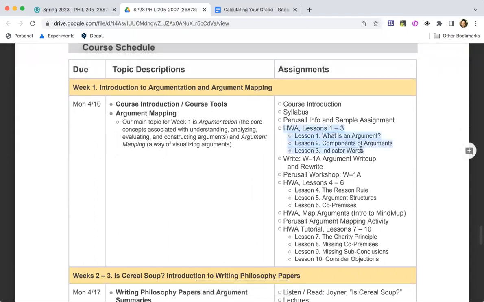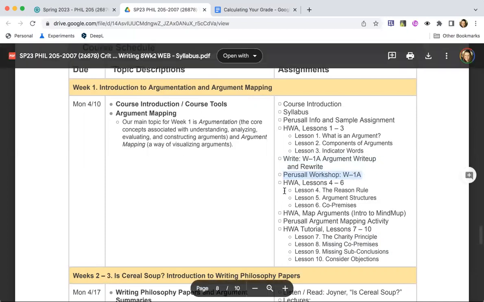All of these HWA lessons, that's the online course, the online tutorials I mentioned earlier, and there's a bunch of them. In between those lessons, there are a few small interactive collaborative assignments. So for example, after you complete the first 3 lessons, you're going to complete a small writing assignment. It's 2 paragraphs, very short paragraphs, and then you'll workshop it.